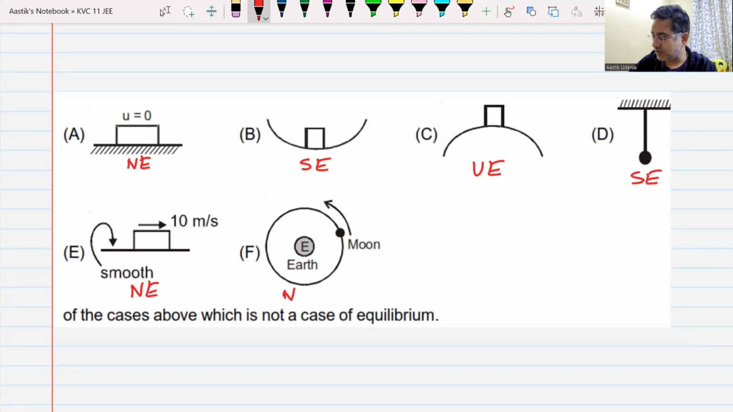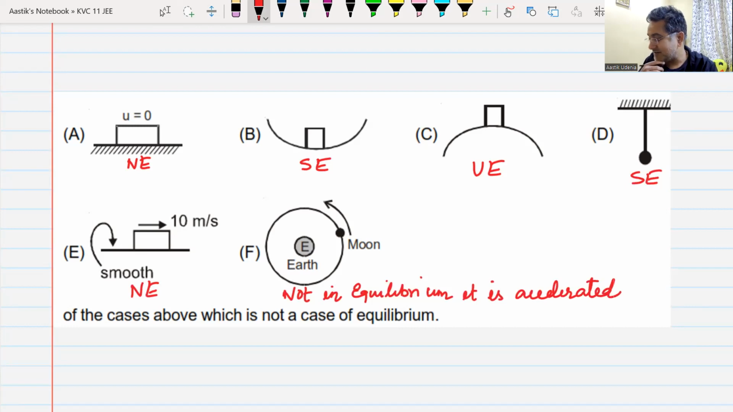This case is not in equilibrium because the moon is moving around the earth. It is always experiencing a centripetal force. So this is not in equilibrium because it is accelerated. Do we understand this? So this is not the case of equilibrium. Everyone understand this, or has this gone above our head?